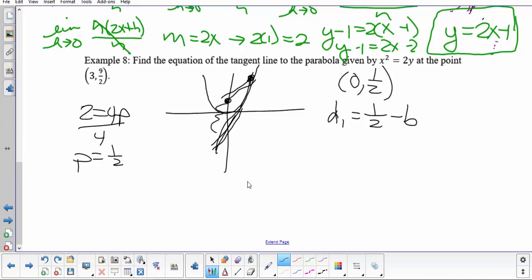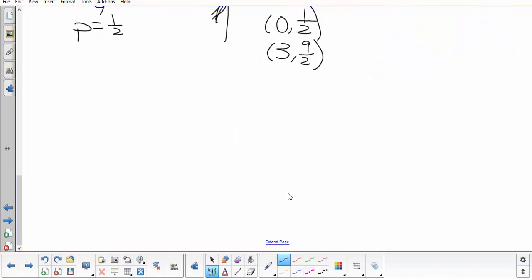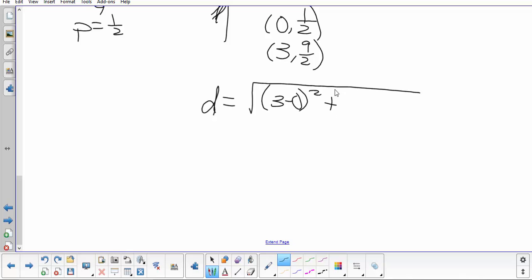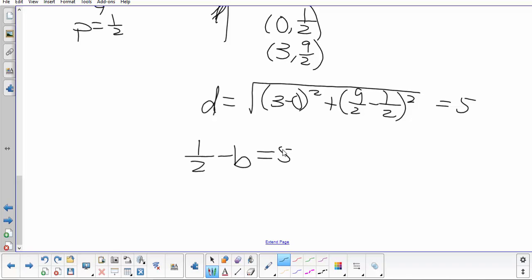So now to find b, we have to do the distance formula between the points 0, 1/2 and 3, 9/2. So when we do the distance formula here, we get d is equal to the square root of (3 minus 0) squared plus (9/2 minus 1/2) squared. When we do that math, the answer ends up being 5. So now we go back and we do 1/2 minus b equals 5. Solving for b, we get b equals -9/2.